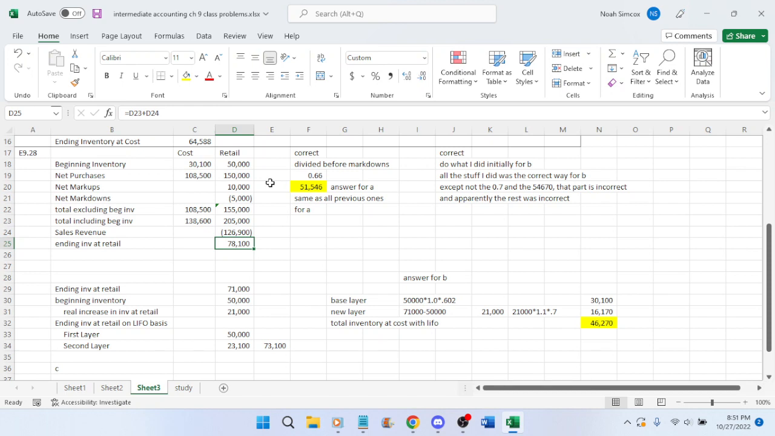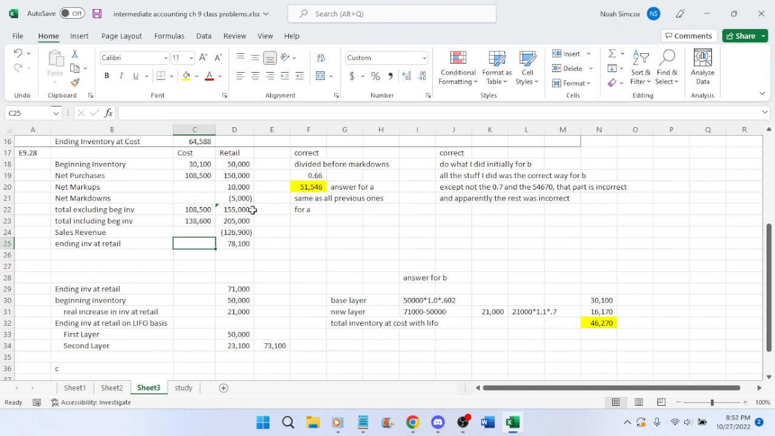Because, like, how come I divided this in between total excluding beginning inventory? What is this useful for? Is that useful for something? Is C22 useful for any equation? C22. Because why would I save the total excluding beginning inventory? What's the purpose of that?